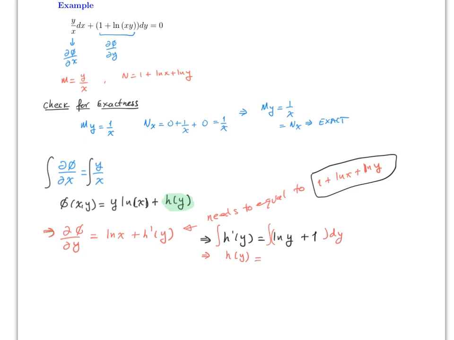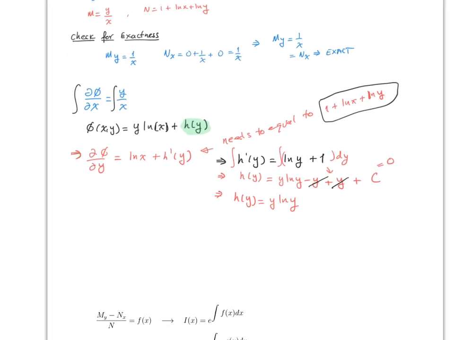And this is a classic integral. You use integration by parts. This will give you y ln y minus y. The integral of this one is going to be plus y, and then plus some constant, which again you can just let be equal to 0. So therefore the value for h of y is just going to be y ln y, because these two will cancel.